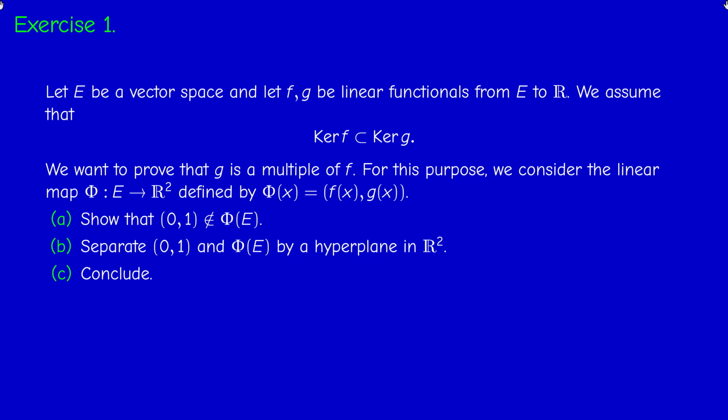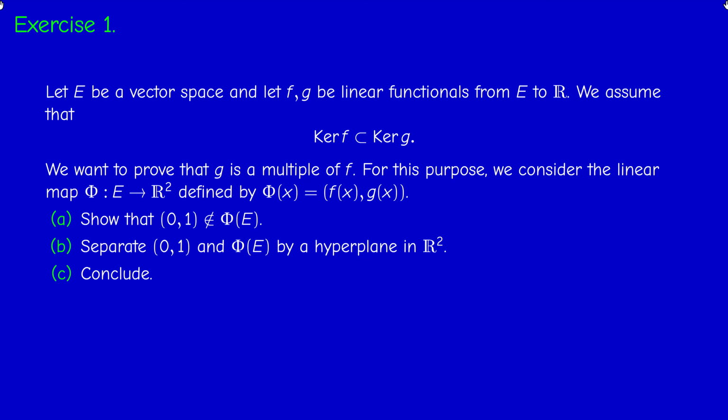Okay, so observe that phi of E, in general, the image of a vector space under a linear map is a subspace. So what are the possible subspaces of R2? We have the origin if the dimension is 0, a line through the origin if the dimension is 1, and the whole plane if the dimension is 2. There are no other possibilities. Now, since phi of E does not contain (0, 1), as we shall prove, then phi of E cannot be R2. So it's either the origin or a line.